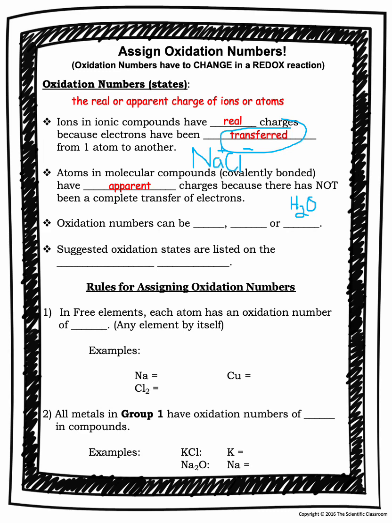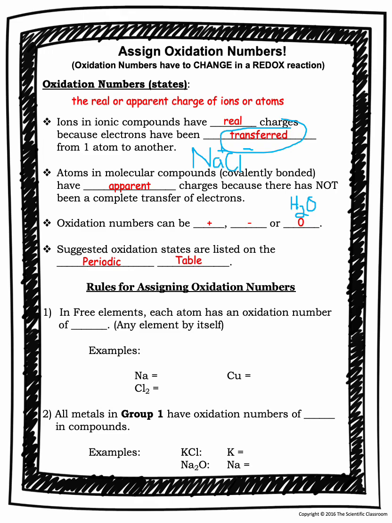That information isn't going to be on your quiz, but it does help you figure out what's going on when I talk about oxidation numbers. So if I say oxidation number or oxidation state, I mean the charge on an ion or an atom. Okay, they can be positive, they can be negative, or they can be neutral. And when they're neutral, we'll just write a 0. Okay, suggested oxidation states are listed on the periodic table.